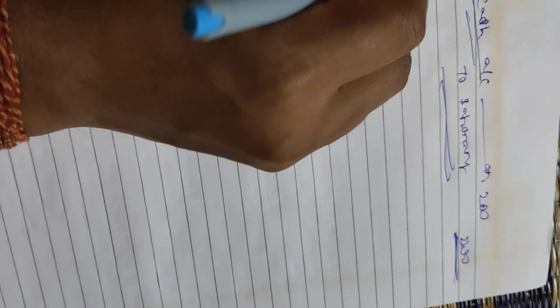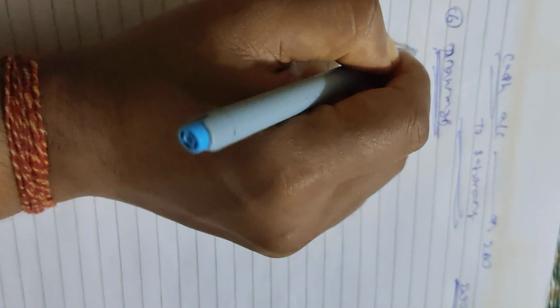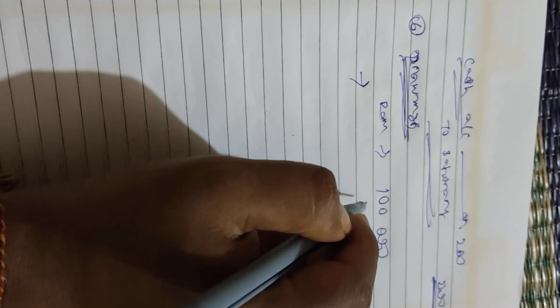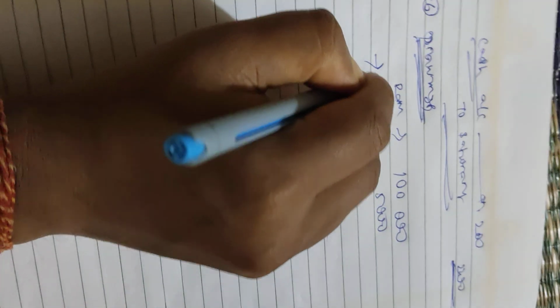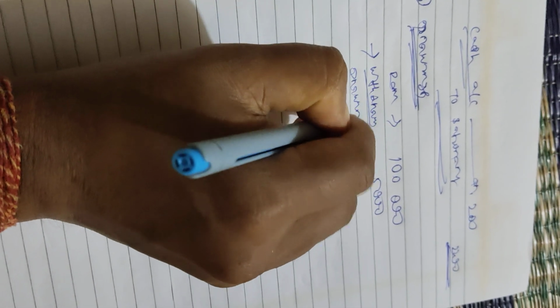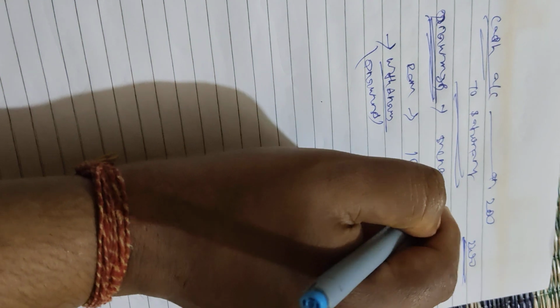The last one is drawings. Drawings means if the owner is withdrawing some amount from the capital, that can be called drawings. For example, Ram has started a business with 1 lakh, but due to some urgency he has withdrawn 5,000 rupees. That can be called drawings. If drawings increase, it will be debit, if it decreases, it will be credit.